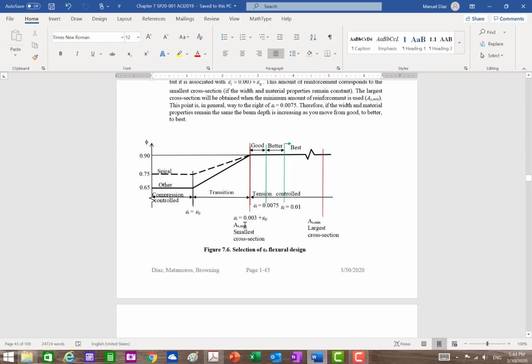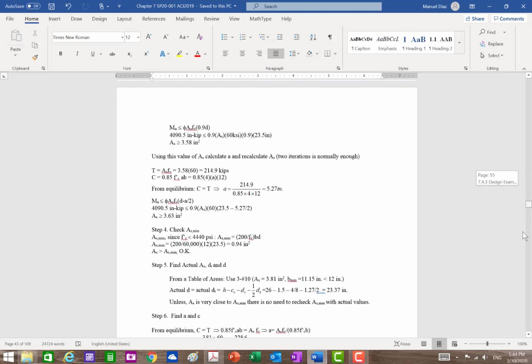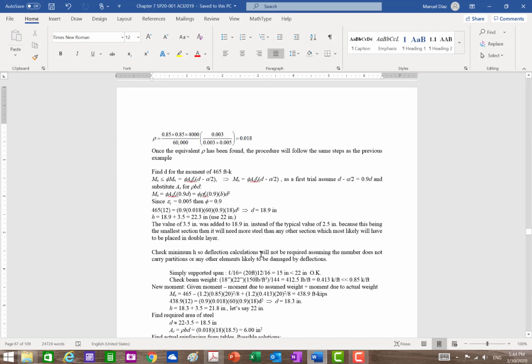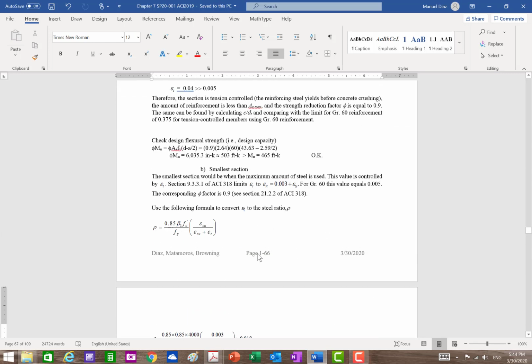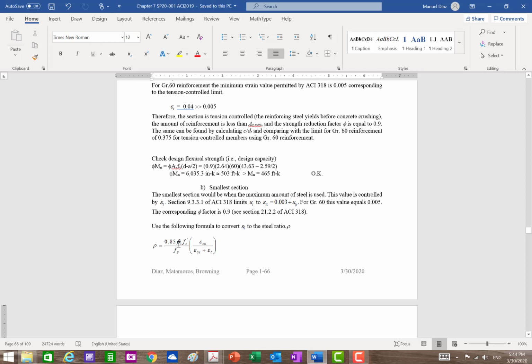Okay? So then, what we're going to do next is simply move to the formula that we have here that we've been using for procedure B. Remember, we're using that formula. Okay? And we're going to replace the epsilon t with the value corresponding to the transition. Yeah, the transition value. And that will give me the rho that corresponds to the rho maximum.